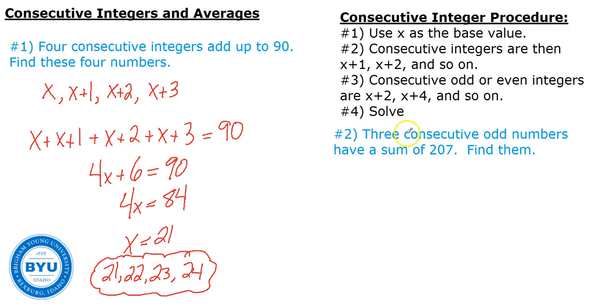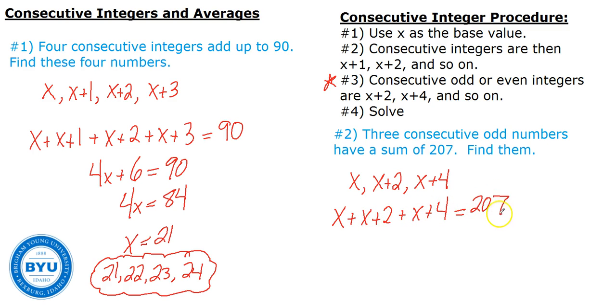Let's try number 2. Consecutive odd numbers. Now they're odd, so the first number is x, the next one is x plus 2, and the next one is x plus 4. Remember, I've got that hint here. If you're dealing with consecutive odd or even numbers, then you're going to have to do x plus 2, x plus 4, and so on. I'm going to add these, x plus x plus 2 plus x plus 4. Those add up to 207.